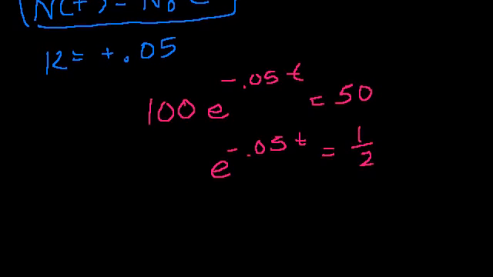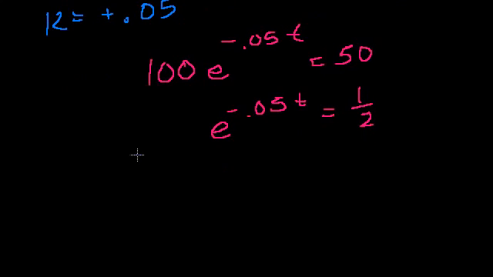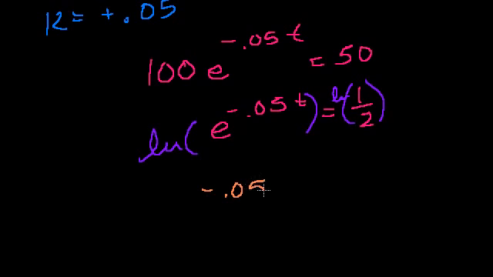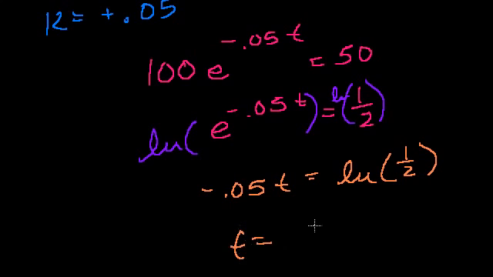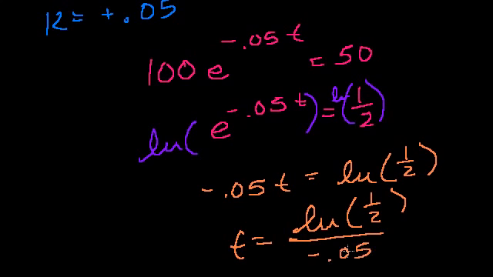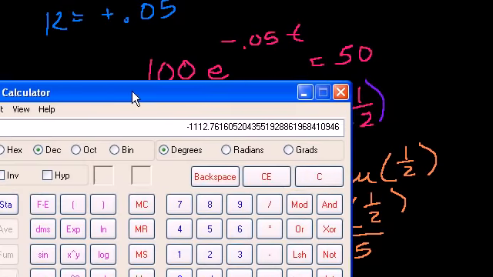Take the natural log of both sides of this, the natural log of this, the natural log of that. And then you get the natural log of e to anything, I've said it before, is just the anything. So it is minus 0.05 t is equal to the natural log of 1/2. And then you get t is equal to the natural log of 1/2 divided by minus 0.05. So let's figure out what that is.